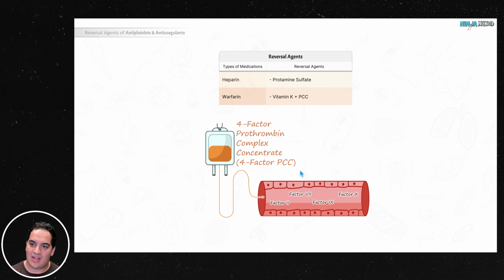The concept here is you give the IV vitamin K because it helps to stimulate the liver to produce factors 2, 7, 9, and 10. And then you give them 4-factor PCC, which contains factors 2, 7, 9, and 10. So you rapidly replenish the levels, and then over the next 24 hours, the vitamin K kicks in and really helps to bump up that 2, 7, 9 production.